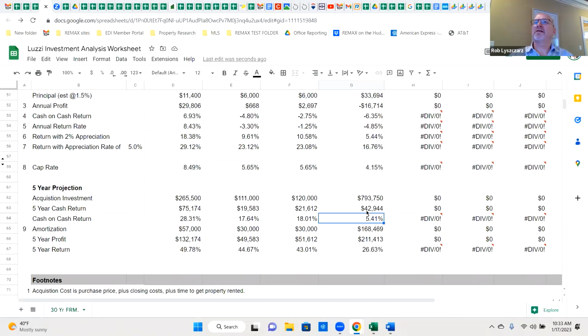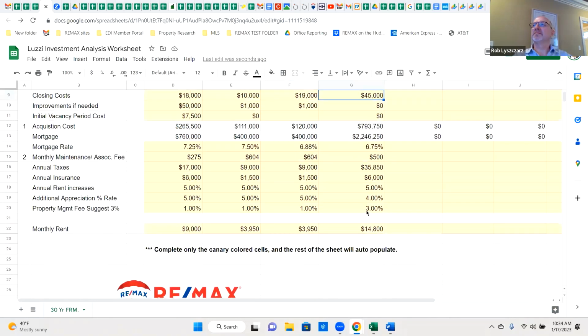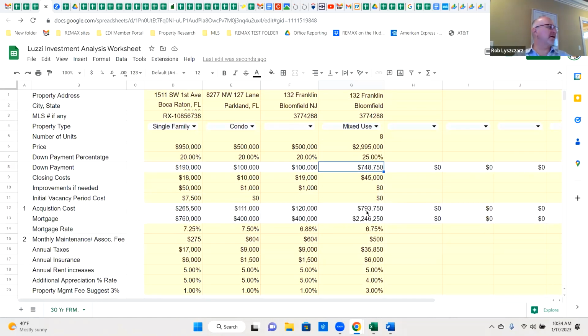Over 5 years, with a 5% increase and no vacancy, you're going to get a 5% cash on cash return, because with the 5% increases, it's going to take a loss to a break even to a positive plus 5 to a positive plus 10, averaging at 5.41. Your 5-year cash return would be 43,000, and your 5-year profit would be 211,000 on an initial investment of $750,000.